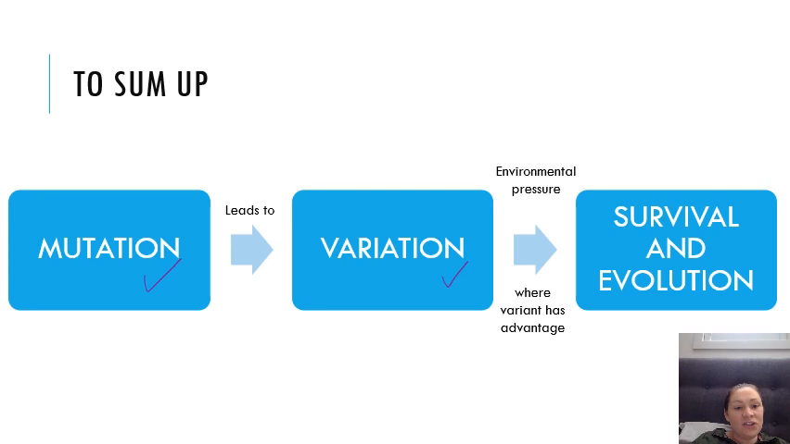If you're ever asked to sum up the steps involved in natural selection, or why natural selection is important, you need to be able to mention that mutations lead to variation within a population, and that variation allows us to cope with or respond to environmental pressures, where a variant genotype or phenotype has an advantage, and then they are able to survive, pass on their advantageous traits, and evolve.